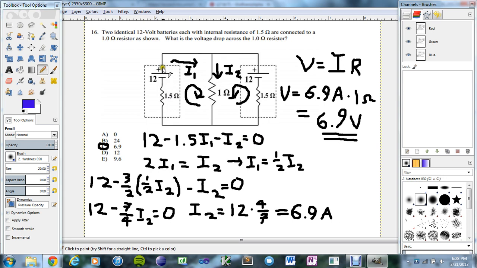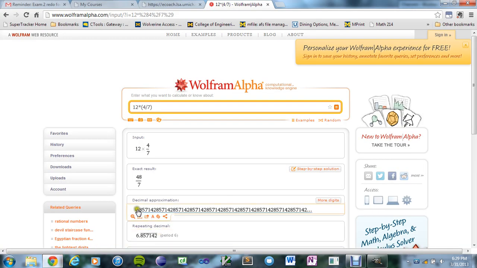And using the junction rule, you know that current through this wire plus the current through that wire must be equal to this current. And because of the symmetry, these two currents are the same, so 2I1 equals I2, and I1 equals 1/2 I2. If you plug that back into this top equation, you get this, and you solve that for I2, you get I2 equals 12 times 4/7, and that's 6.9 amps, roughly.